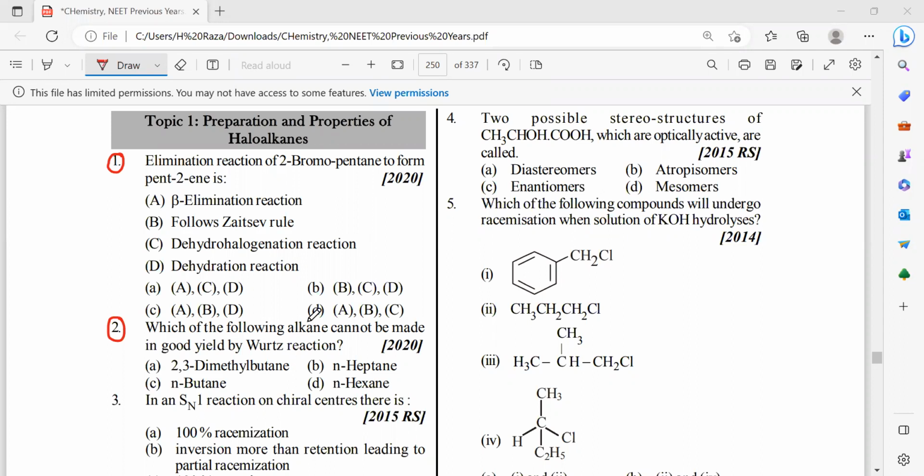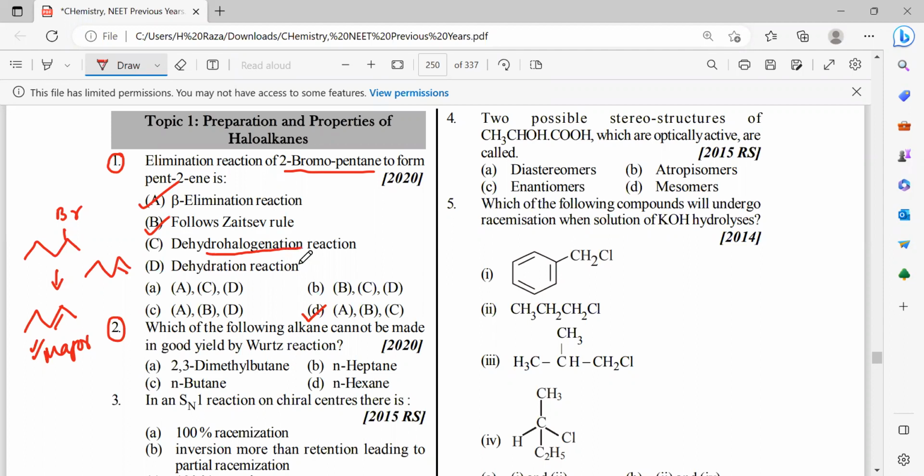First one, D will be the answer. Elimination reaction of 2-bromopentane to form pent-2-ene. You can see 2-bromopentane, I'm going to write here. There will be two products from here, one is this and another is this. This is the major product. You can see this reaction is known as beta elimination. Follow Saytzeff rule, that means the more alkylated part is the major product, and it is a dehydrohalogenation reaction. Dehydration means removal of water. So that's why D is the correct answer.